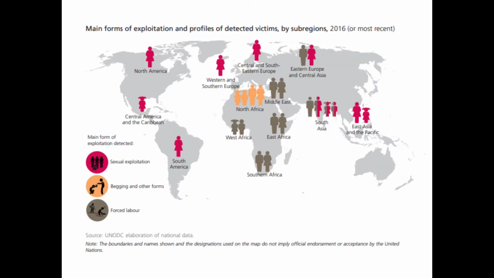This one is quite an interesting way of mapping data. They use the stick figures to show gender and age. So you've got adult males, adult females, and you've got child females, child males. And then the colour coding is the main form of trafficking in different regions of the world. It's not a very nice map to consider, but yeah, you can see there's definitely not a one size fits all version of trafficking. It does vary.